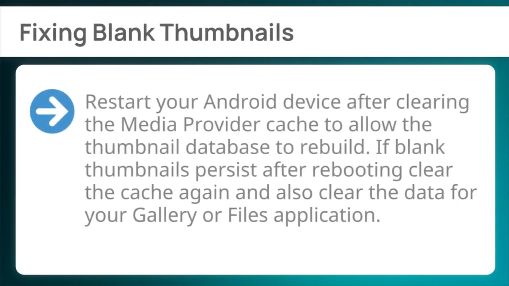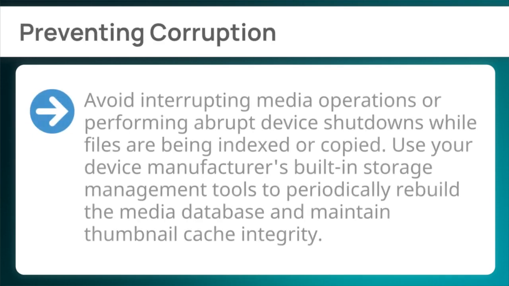Next, fixing blank thumbnails. Restart your Android device after clearing the media provider cache to allow the thumbnail database to rebuild. If blank thumbnails persist after rebooting, clear the cache again and also clear the data for your gallery or files application. Finally, preventing corruption. Avoid interrupting media operations or performing abrupt device shutdowns while files are being indexed or copied. Use your device manufacturer's built-in storage management tools to periodically rebuild the media database and maintain thumbnail cache integrity.